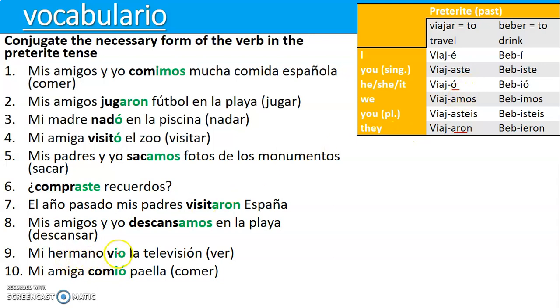Mi hermano vio la televisión. Here you don't need an accent because it's irregular. So it's my brother, who is a he, and it's an ER verb because it's ver. So you need this ending. And just to reiterate, it's irregular, so you don't need the accent. But here you do need the accent, and it's an ER verb again, so it's comió. My friend ate paella.